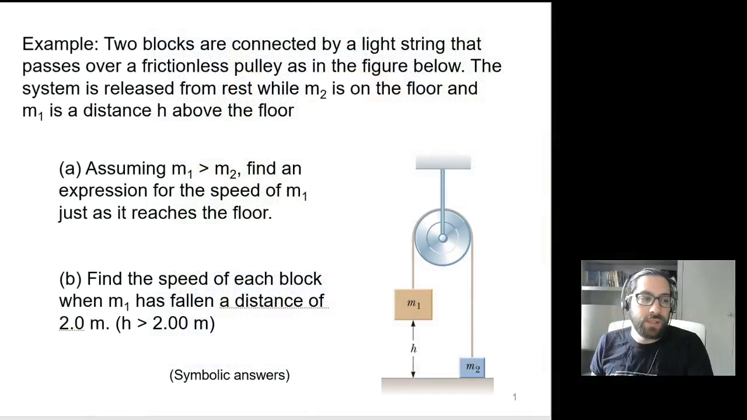So to get started, let's talk about this problem. So I'd like you to just pause the video for a little bit and just read the problem on your own time. Okay, I've assumed you've paused the video now and read the problem, so let's get started.